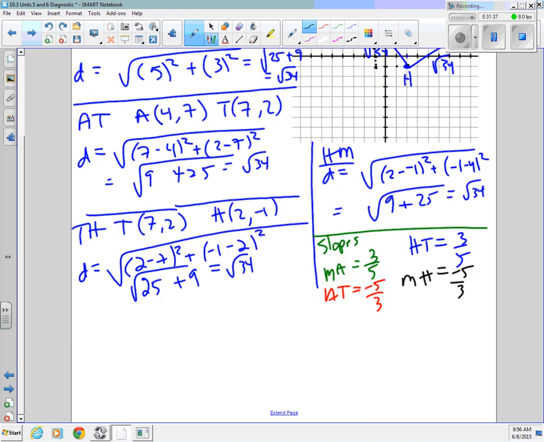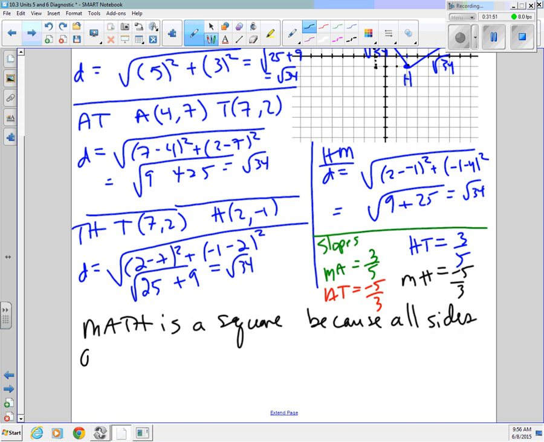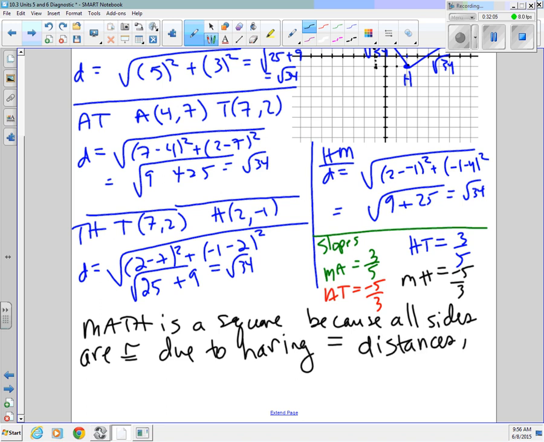Biggest thing here is to write your sentence, because you actually have to explain what this means. MATH is a square because all sides are congruent due to having equal distances. See, I'm bringing in my calculations here. Well, what did I show? I showed that all the sides have equal distances. And all angles are right angles.